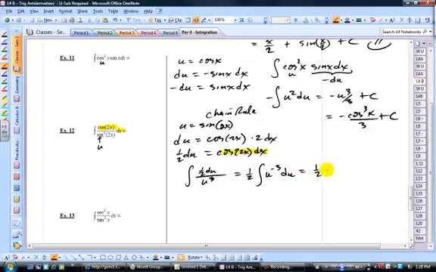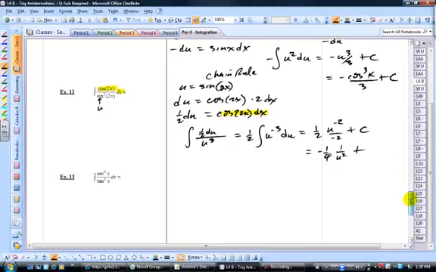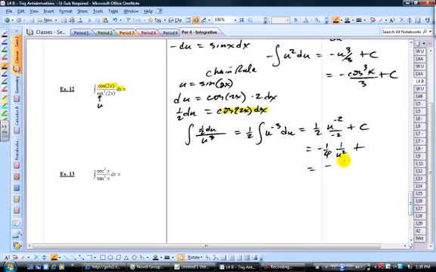That's equal to 1/2 u to the negative 2 divided by negative 2 plus c. So that's going to be equal to a negative 1/4 u to the negative 2, which I bring downstairs, so 1 over u squared plus c. Okay, so let's just finish up and clean that up. We're going to have a negative 1 divided by 4 times u squared, so sine squared of 2x. All that's in the denominator, 1 is in the numerator, plus some constant c.